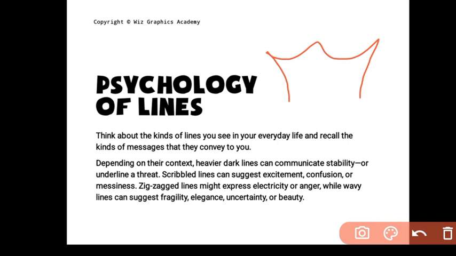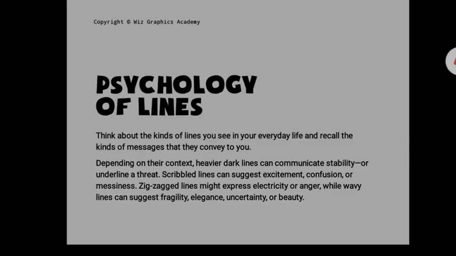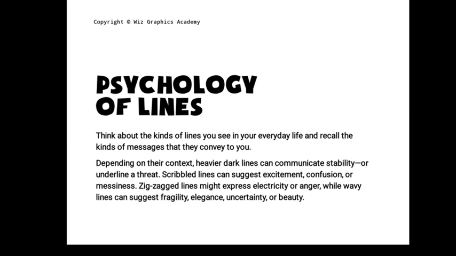A good example is the crown that you can see there. It comes with a wavy kind of line, so it also suggests royalty. That is all about the psychology of lines.